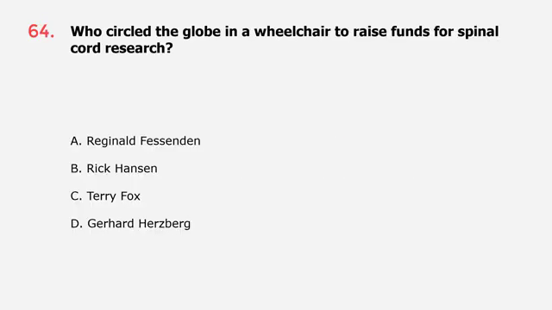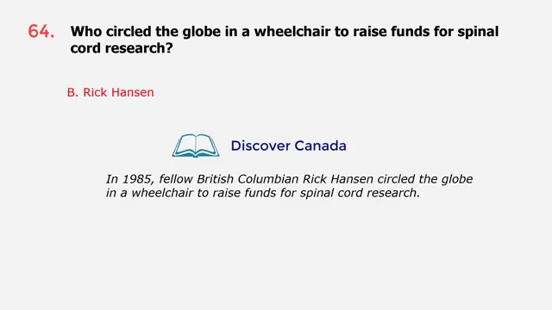Question 64. Who circled the globe in a wheelchair to raise funds for spinal cord research? A. Reginald Feddersen. B. Rick Hansen. C. Terry Fox. D. Gerhard Herzberg. The answer is B. Rick Hansen.